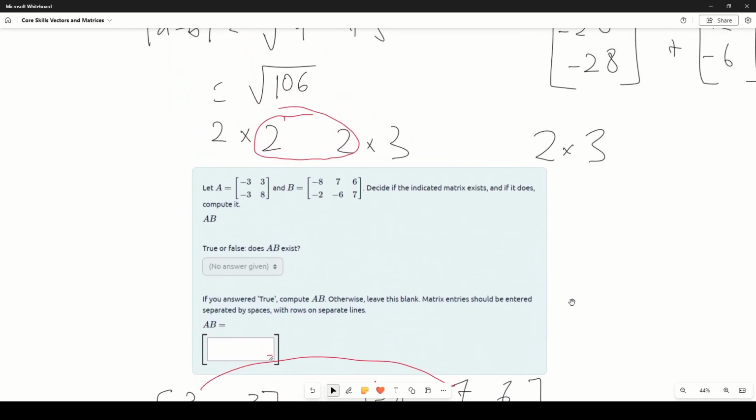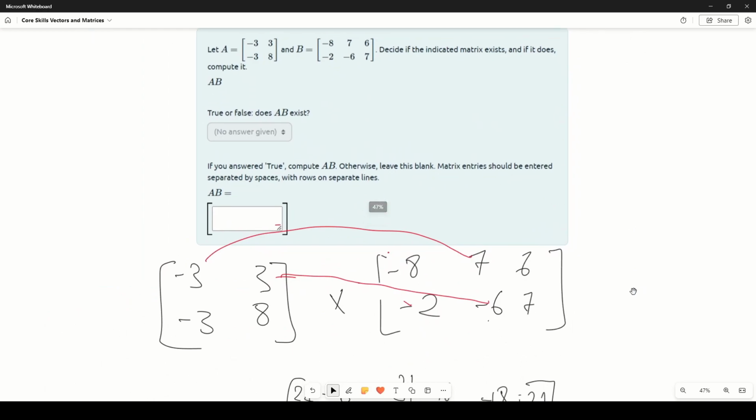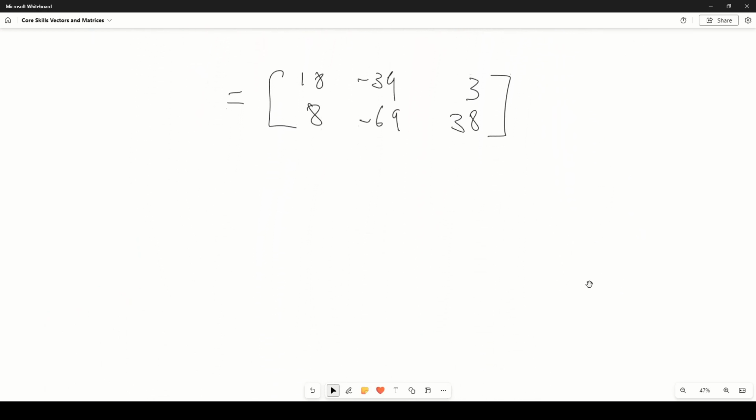Now let's see if this is the correct answer. Oh great, I don't have the correct answer for this one. Let's just assume that that's the correct answer. If anybody spots a mistake in my arithmetic, please do let me know.